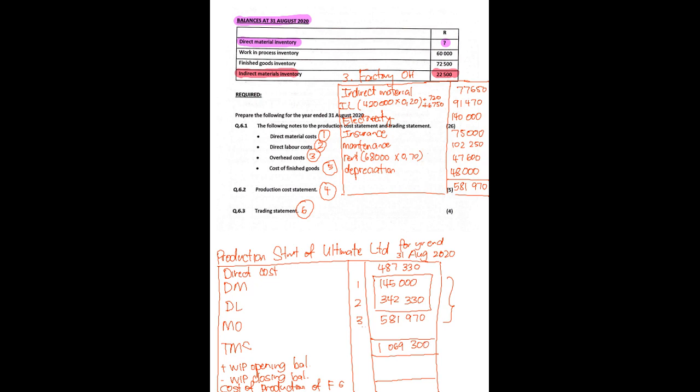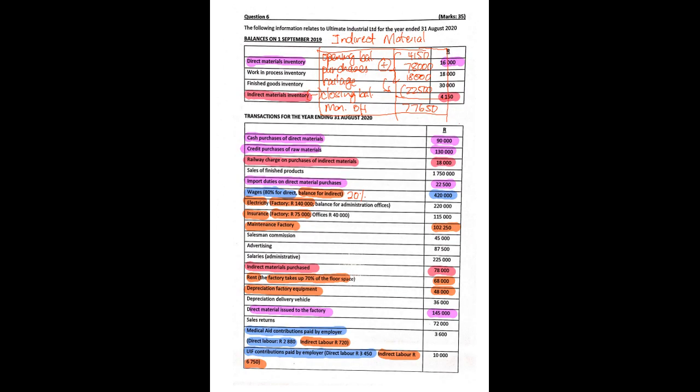And now we can actually work with this production statement. So now for your production statement, you have the first part of it. The only thing you need to do is add your work in process opening balance. Let's look at what it is here. So I actually just need to erase this from the top.